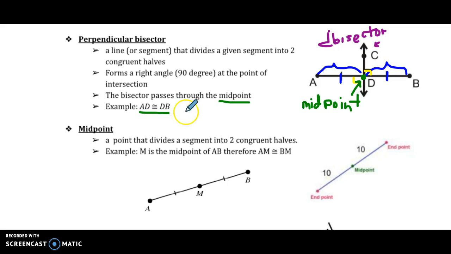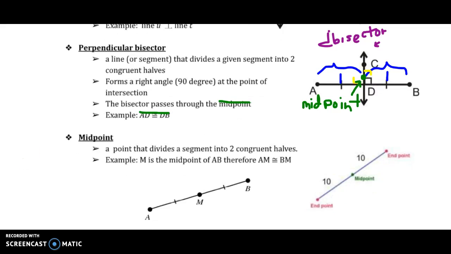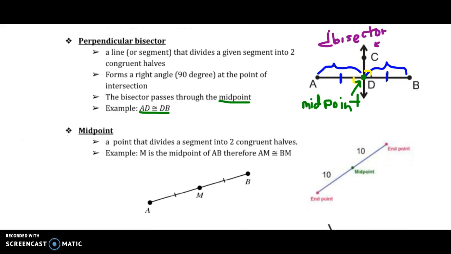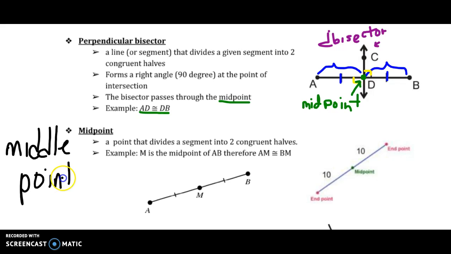So a midpoint is a point that divides a segment into 2 congruent halves. This you can also think of as the middle point. They kind of just chopped off the last part of middle to create the term midpoint. So what does a midpoint do? The midpoint is a point that divides a segment into 2 congruent halves rather than a line or a segment that does so.